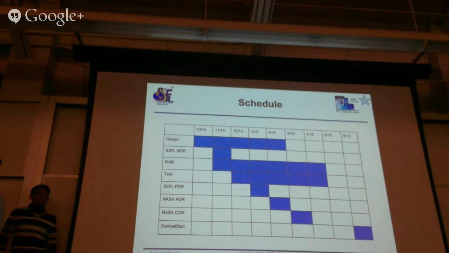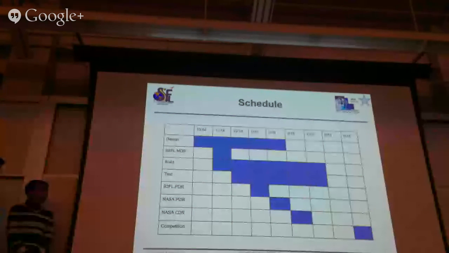This is our current schedule. Our PDR is early next month for the NASA PDR. Meanwhile, we're going to be continuing designing, building, and testing, keeping in mind our future deadlines.